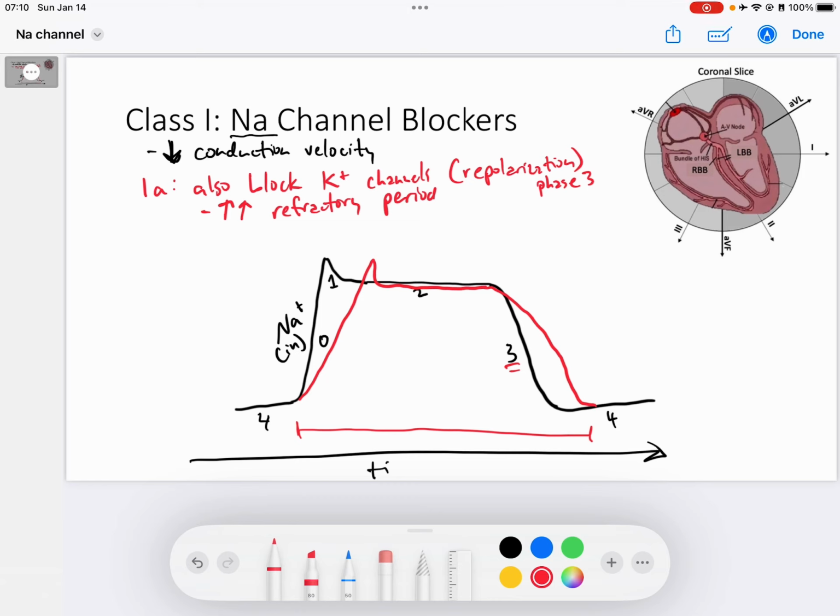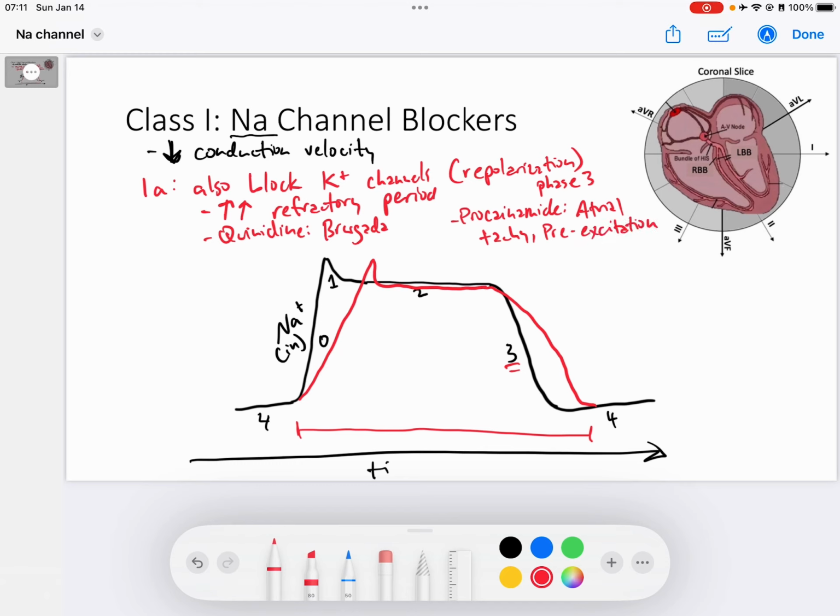We can use medications like quinidine. And quinidine is really great for people with Brugada. We also have medications like procainamide. And procainamide is really good for atrial tachyarrhythmias, like AFib. It's really good for pre-excitation syndromes.